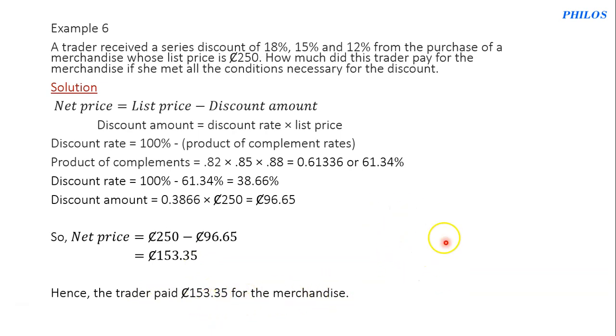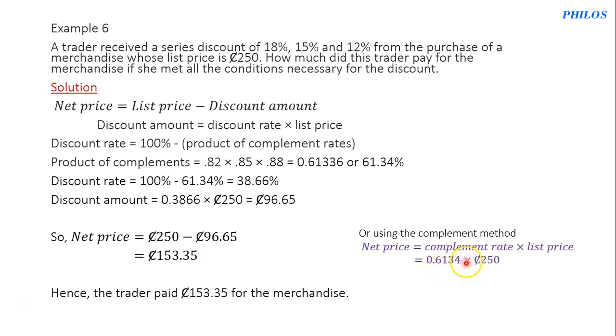You can use the complement method for this also. In case you want to use the complement method, just recall the formula for the net price under the complement method, and that is complement rate times the list price. You still need to find the product of the complements. The 0.61336 or 0.6134 is the complement rate you use here. So let's substitute that in the formula. So we have 0.6134 times the list price, which is 250. Enter this on your calculator, you get 153.35, which is the same as what we got here.